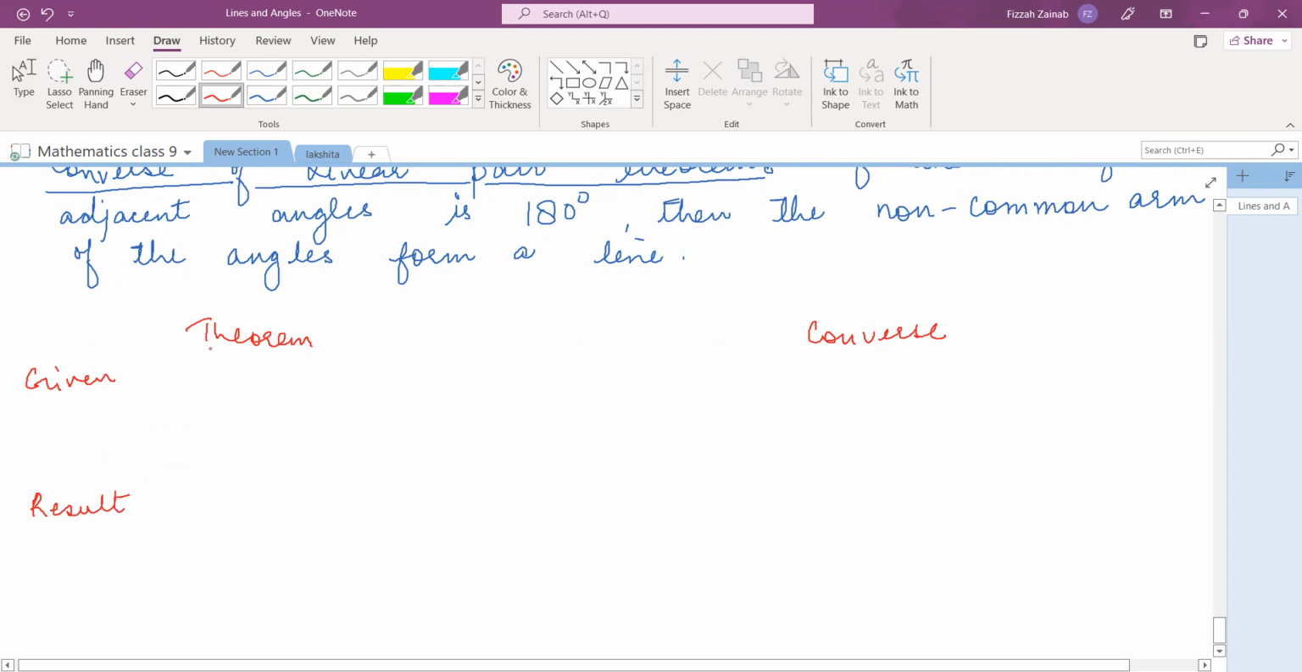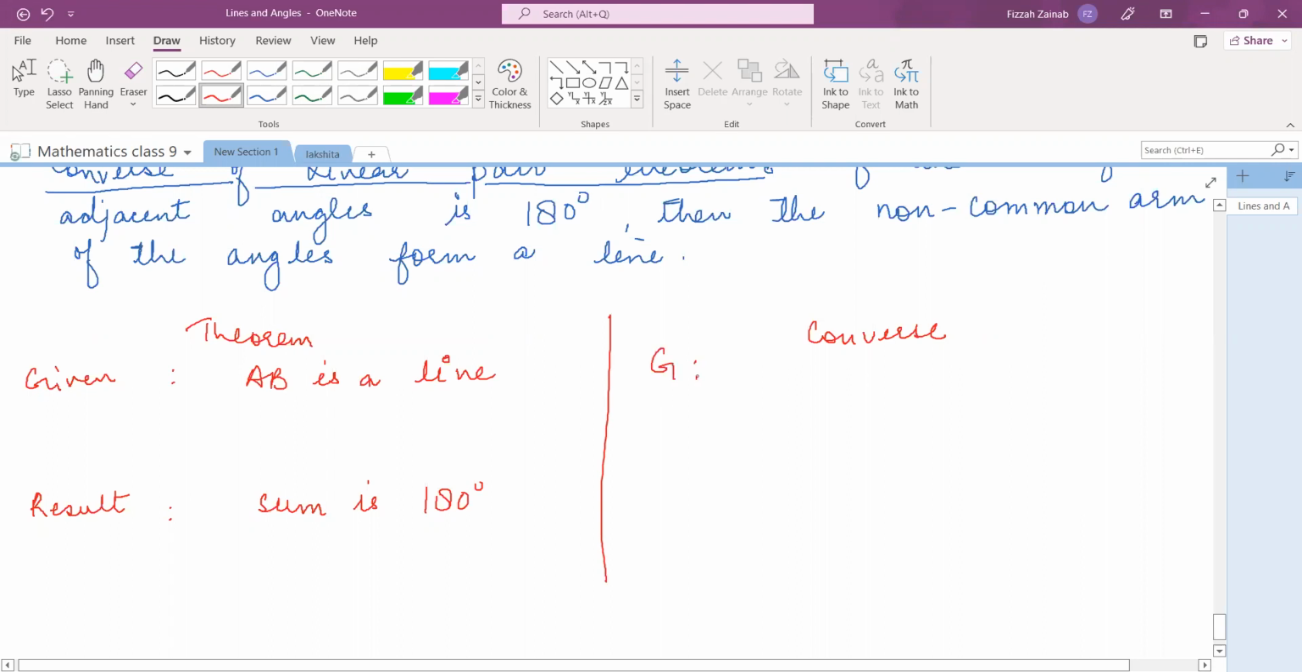Okay. Now in the theorem, what was given? It was given that AB is a line, right? So it was given that AB is a line, and the result was that sum is 180 degree. That means the sum of the adjacent angle is 180 degree. Clear? In the converse, it's the opposite of it. Converse means the reverse of it.